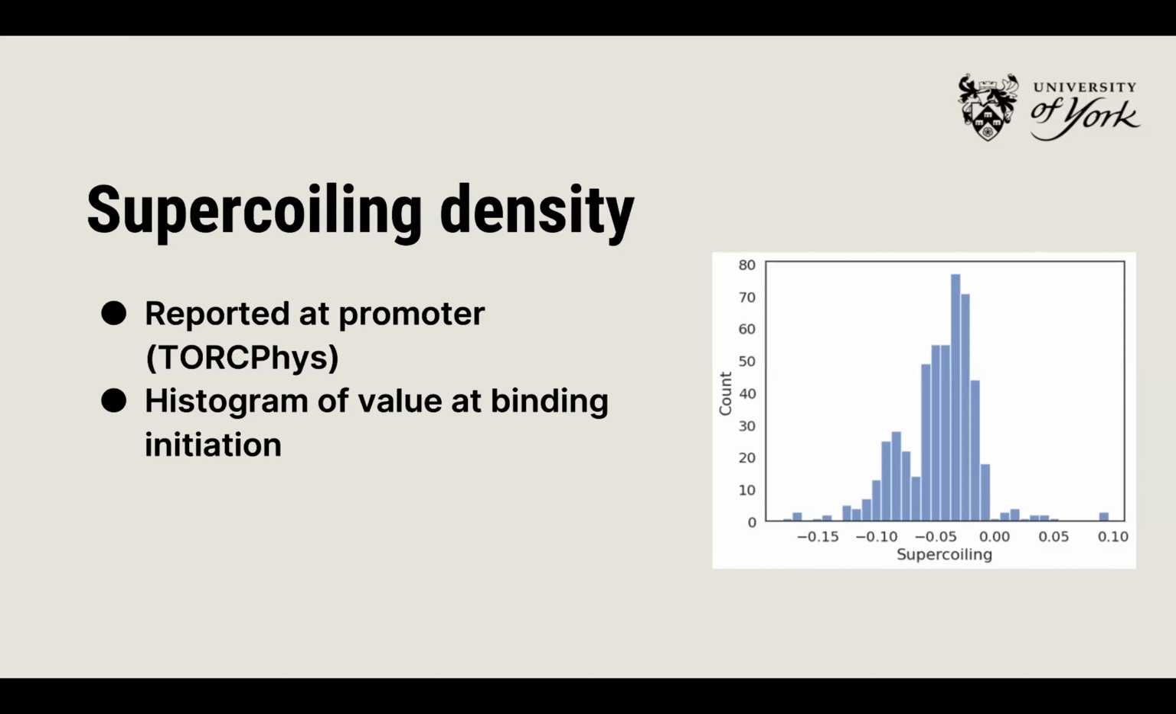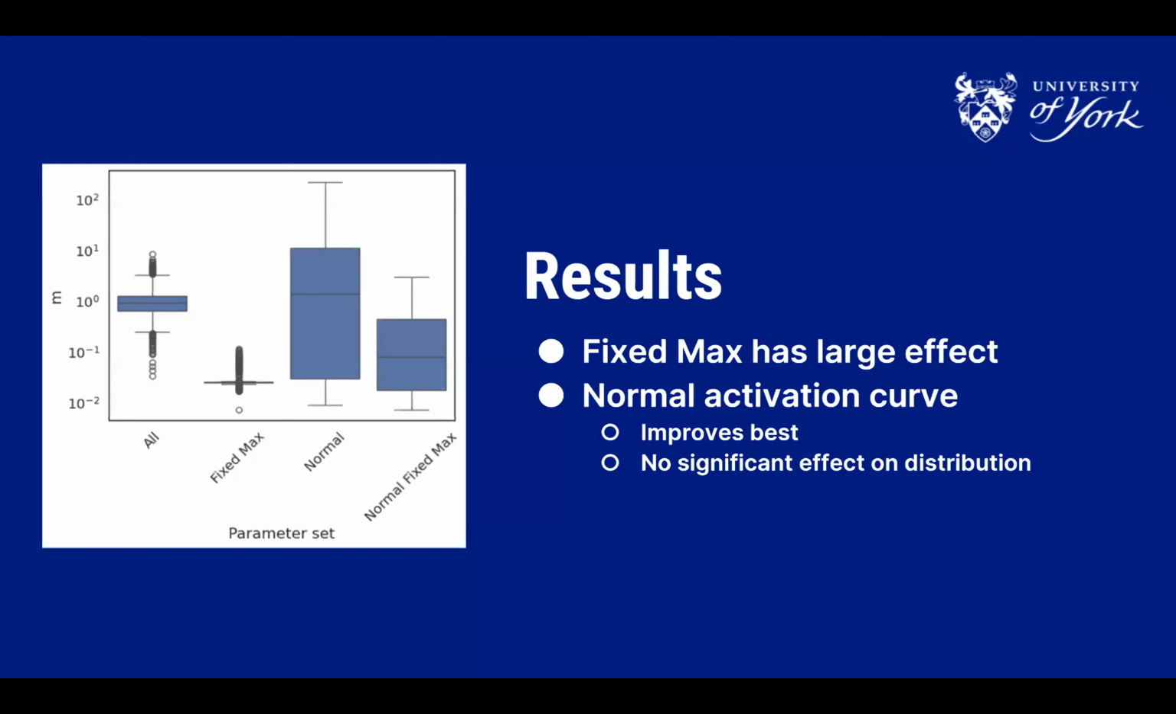And so we tried, what if we ran this again, but we allowed it to be the binomial curve instead? Would we get better parameter setting from that? And the results were mixed. So fixed max, it turns out, has a very large effect on all cases. If you fix the max output, it's very happy with that. It likes that a lot. That always produces a large effect and a significant improvement, whether you're using the normal activation curve or the old sigmoid. The normal activation curve improves your best fitness.